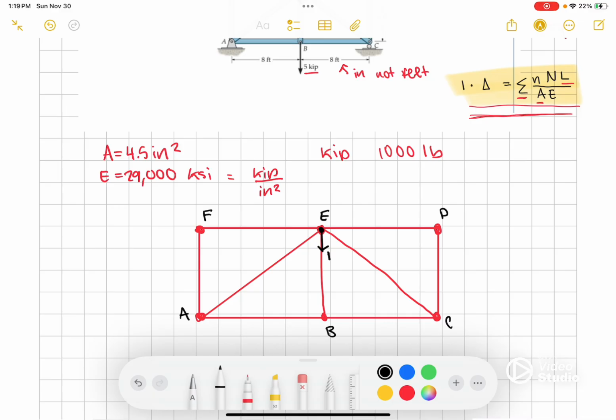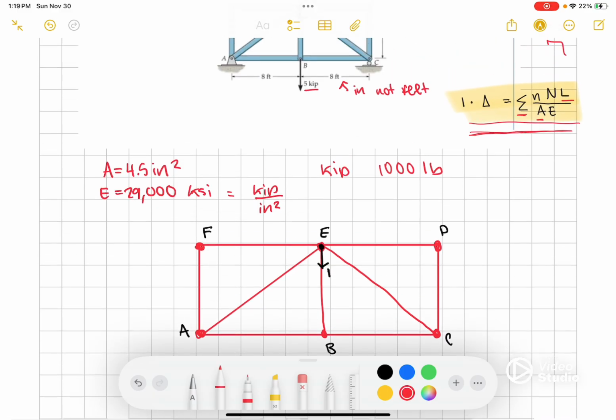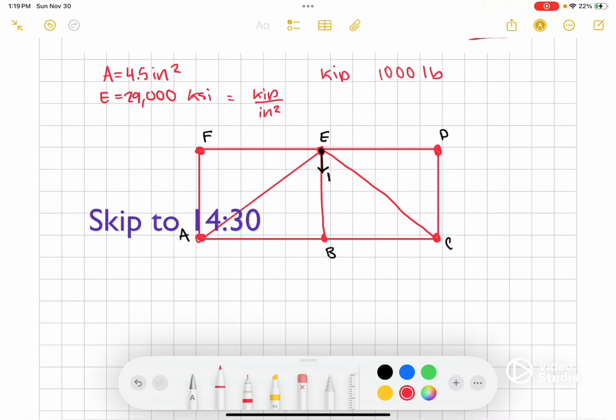You just have to put it where you want to find the displacement, which in this case is the E, and in the direction, obviously it's going down, and the value is always going to be 1. So now we just have a really simple truss problem, right? If you know how to solve a truss and you're confident in your truss solving abilities, you can go ahead and skip ahead here because this is a lengthy problem, right?